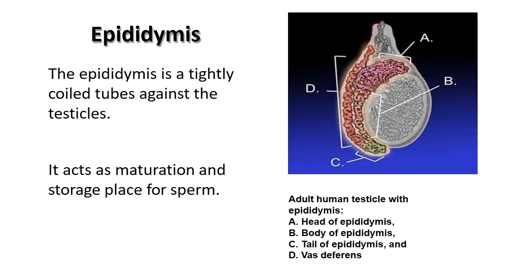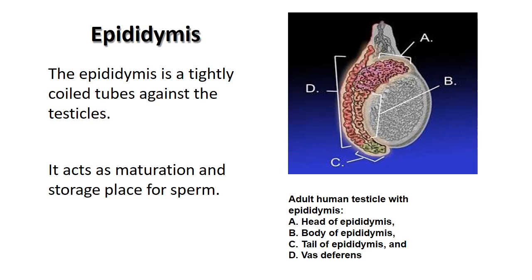Now the second part of the male reproductive system, the internal genital organ, that is the epididymis. The epididymis is tightly coiled tubules against the testicles, which is thick on the testis. That is the epididymis. It acts as a maturation and storage site of the sperm. So there will be a storage of sperm.